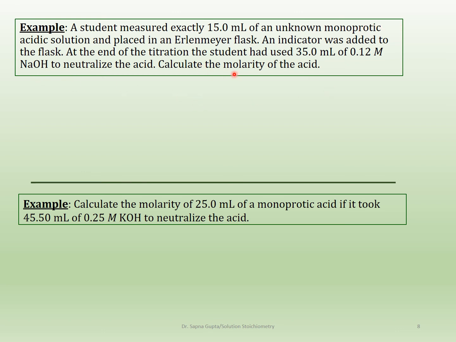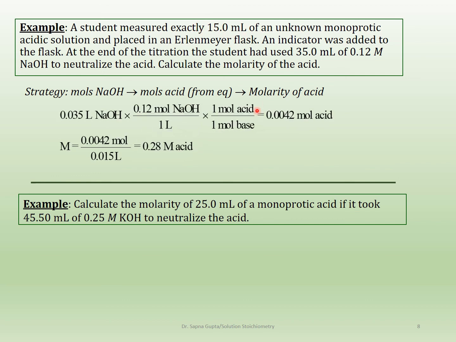Okay, so now let's develop our strategy first. We have the volume and molarity of sodium hydroxide given to us. So we will find moles of sodium hydroxide using the molarity and volume of sodium hydroxide. Then we will find the moles of acid from the equation, which I just told you is 1:1, coming from the monoprotic acid. And from the moles of acid, then we'll find the molarity, and the molarity is from the volume also, that is given to us. So here is our setup.